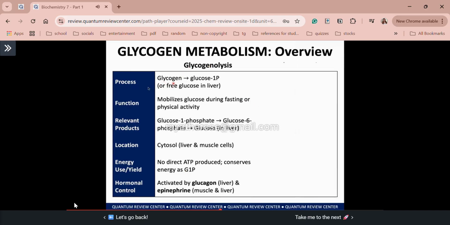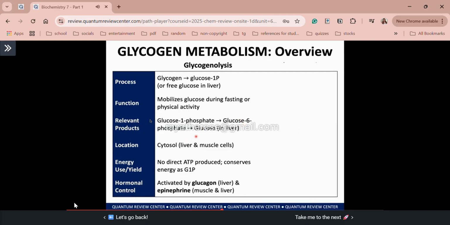So from glycogen, we will degrade it to form glucose 1P, or in the case of the liver, its product is free glucose. Alright? So for function, again, this is important as an easy source of glucose, particularly when we are fasting or during physical or highly strenuous activity. Class, the relevant products here, we have three. It can be G1P. So G1P can be converted to G6P and G6P can be converted to glucose.